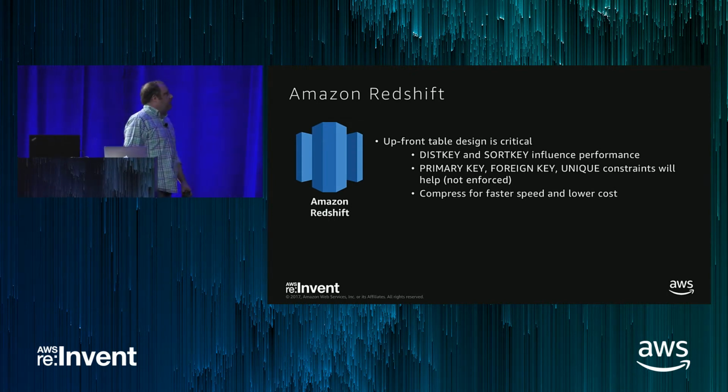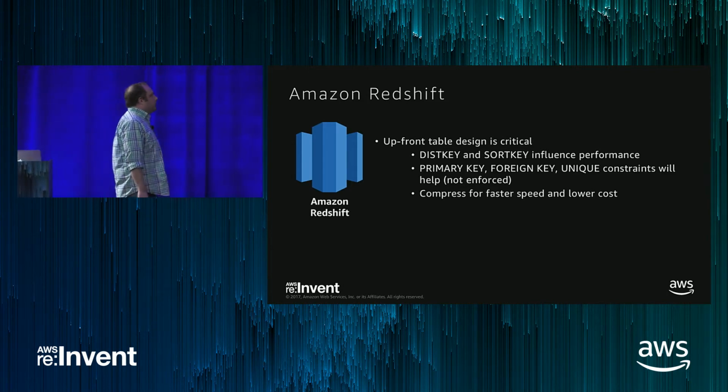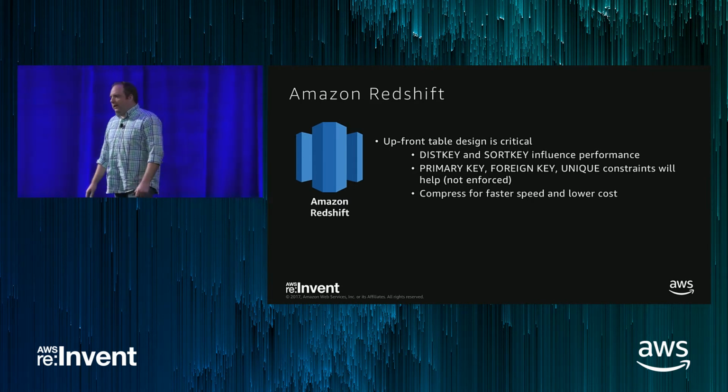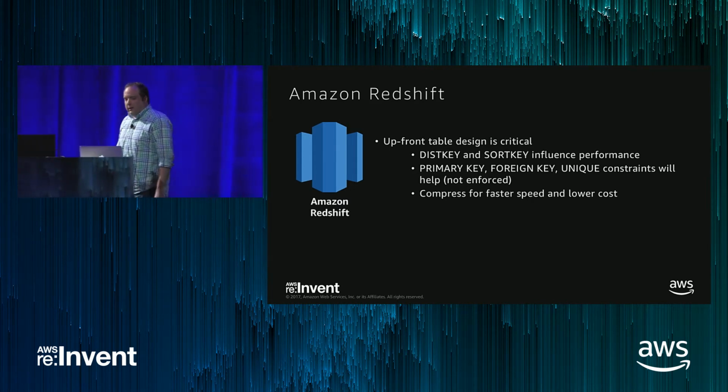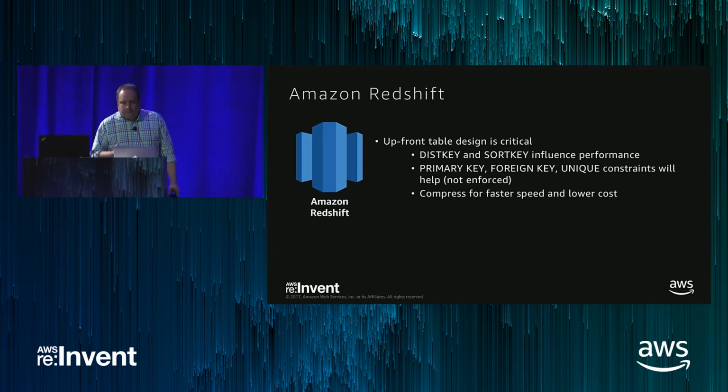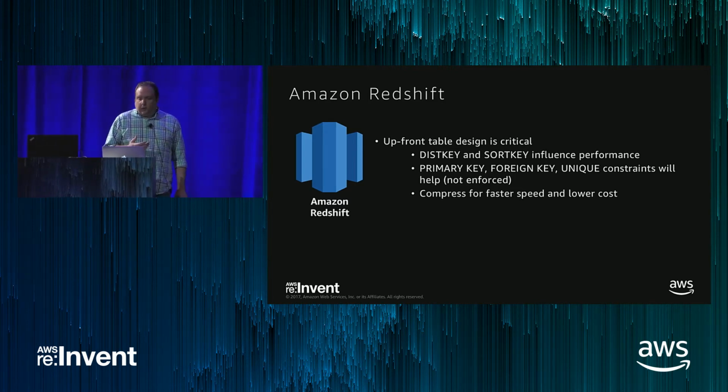Next, we have table design. Upfront table design is critical. The distribution key and sort key influence performance. Primary key, foreign key, unique key: the unique key constraint is not enforced. Data distribution has two primary goals: distribute the workload uniformly and minimize movement.